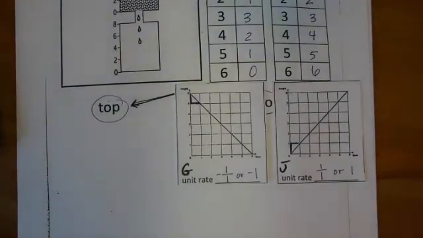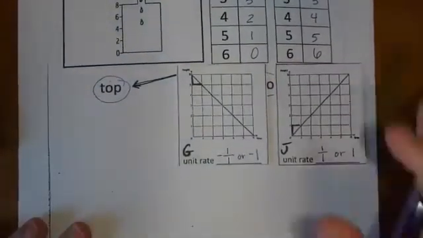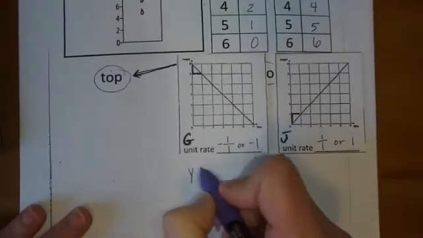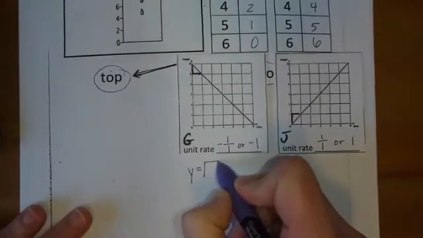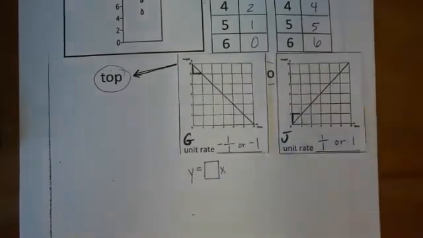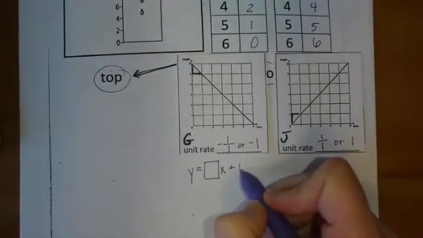Now we're going to look for some equations that go with this. So an equation for a line is always going to kind of look the same. It's going to be y equals, and then we're going to have some number. I don't know what the number is right now, so I'm just going to draw a box for it, a nice blank. And then you're going to have x, and then you're going to have plus another number.